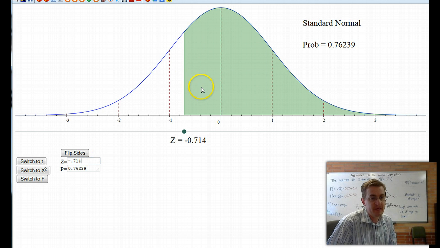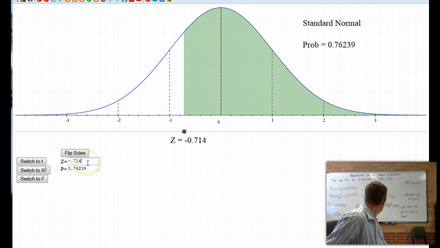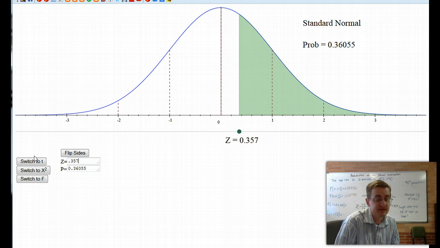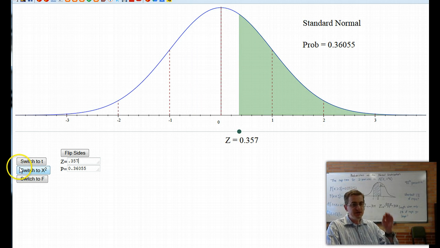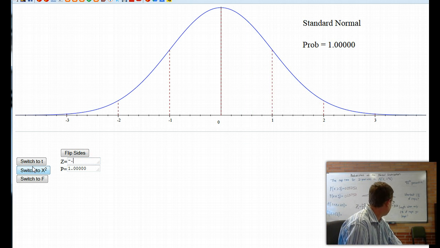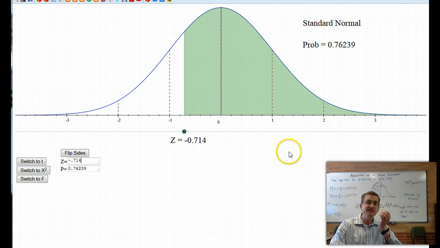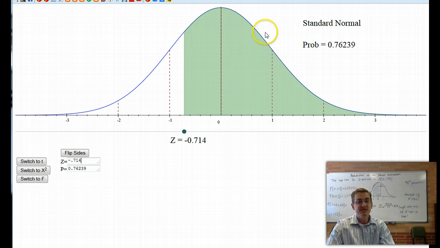0.714. There's the area I get from there all the way over. What if I did 0.357? 0.357. There's that area. So how can I go back and forth between these two and find the area between? From 0.357 and over, it's 36%. From negative 0.714, it's about 76%. Can you see that the difference between those 2 areas would give me my answer?